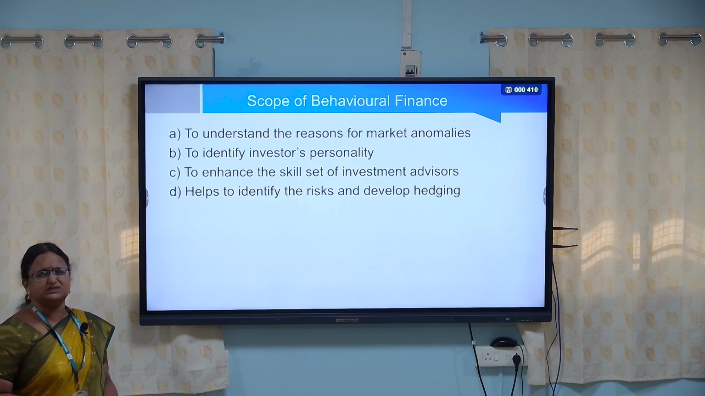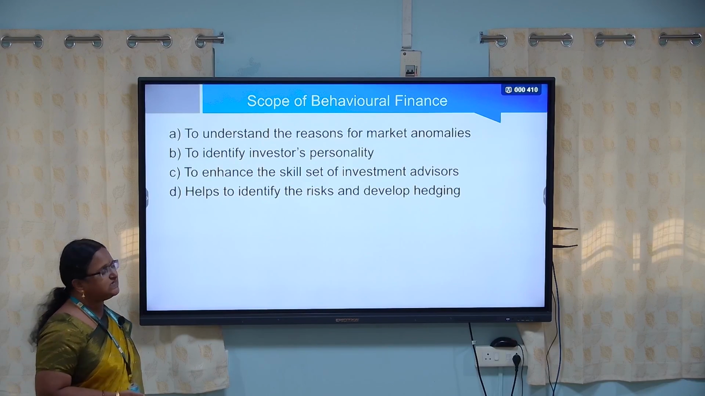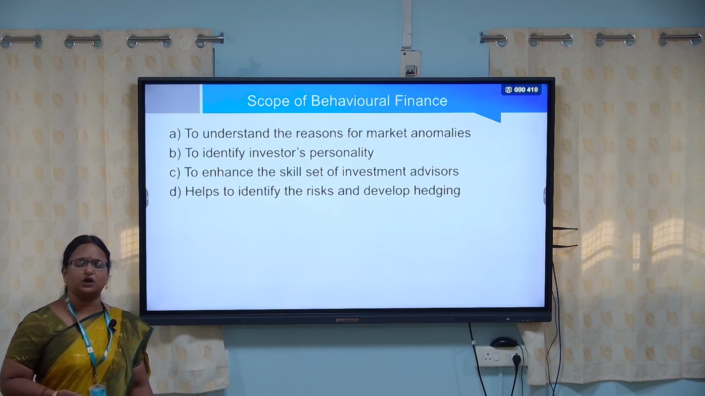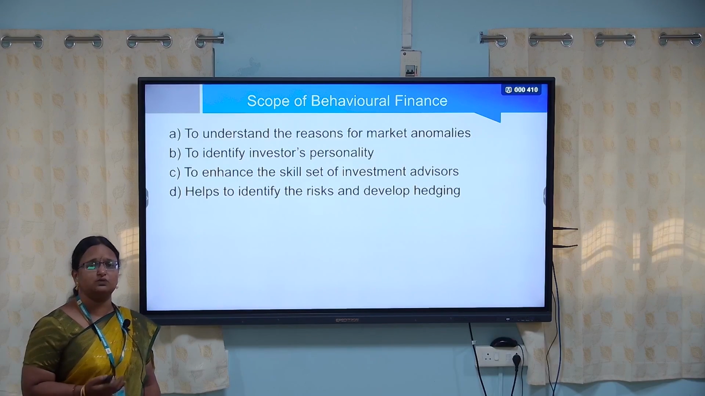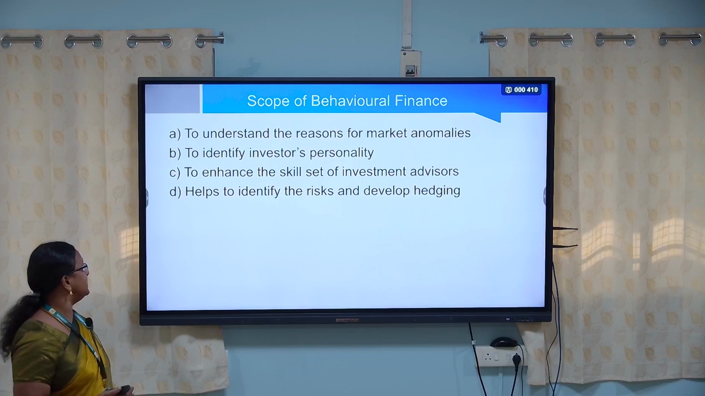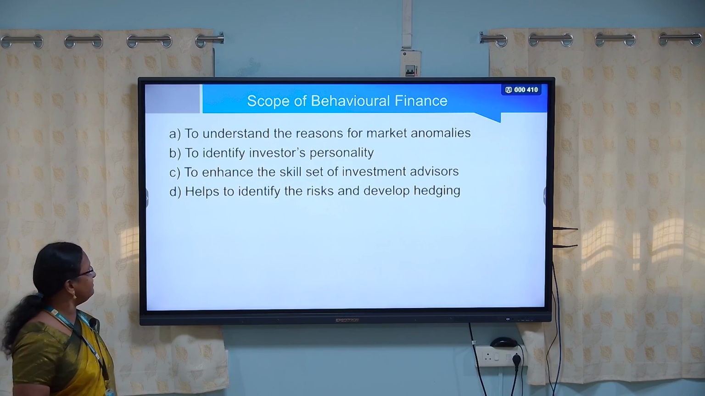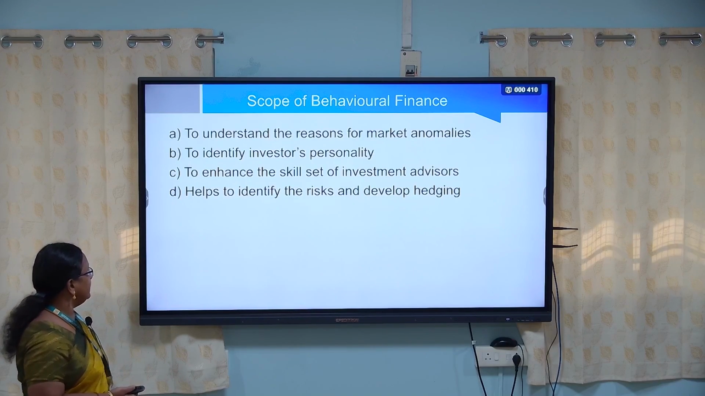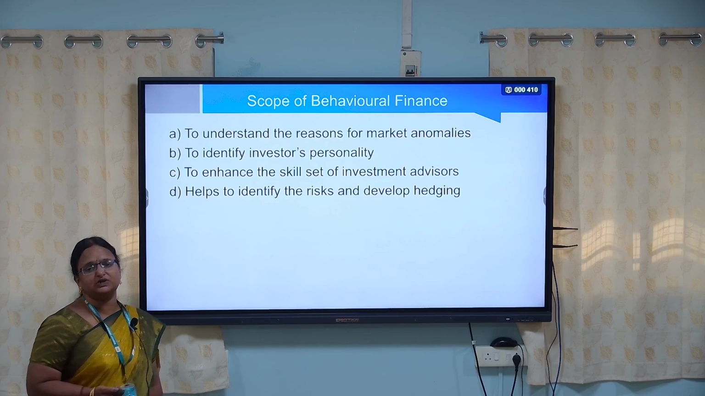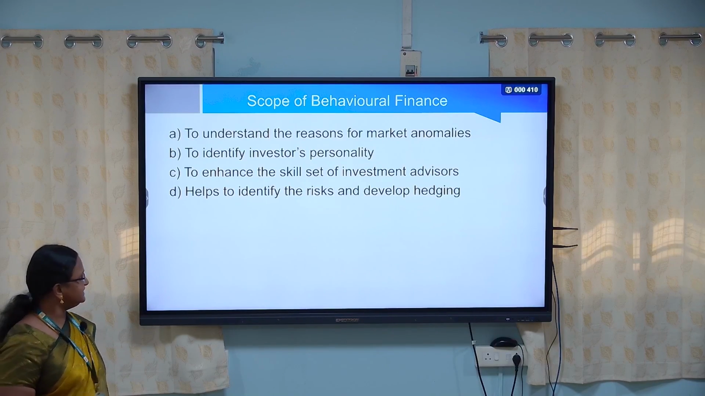And what is the scope of behavioral finance? Behavioral finance helps us understand the reasons for market anomalies, that is, stock market crashes and stock market bubbles. There are many behavioral aspects involved in these, and we can study and understand them with the help of behavioral finance. It also helps us identify the personality of investors, enhance the skill set of investors and investment advisors, and identify risk and develop hedging. Thank you.